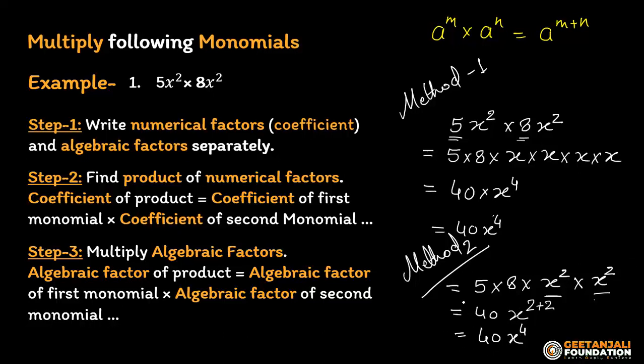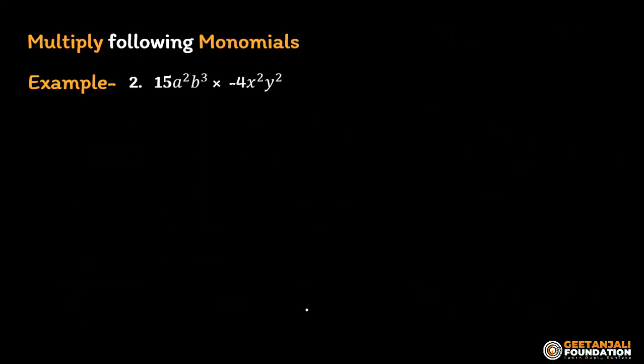So in the following examples, I will follow the second method, that is I'll simply apply law of exponents. I will not follow method 1. This I just wanted to tell you in detail what is the process, actually what is going on in this question. That's why I have followed method 1 here. But from the following examples, I am going to follow method 2. Now example 2. 15a square b cube times minus 4x square y square.